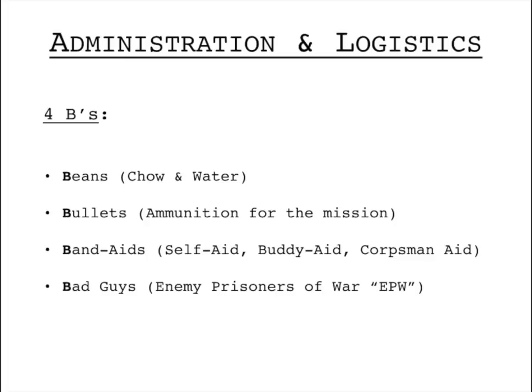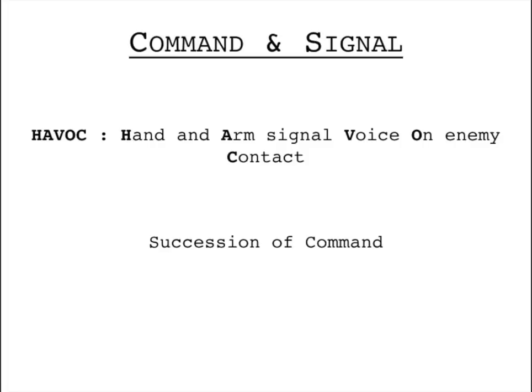You generally treat them with 5 S's and a T. That's search, silence, segregate, safeguard, speed to the rear, and tag. All right, so command and signal. Here you decide how you want to communicate. If the enemy is close or you'll do an assault, you want to use HAVOC: hand and arm signals, voice on contact. Otherwise, you can just say that you will talk normally if discretion is not needed.